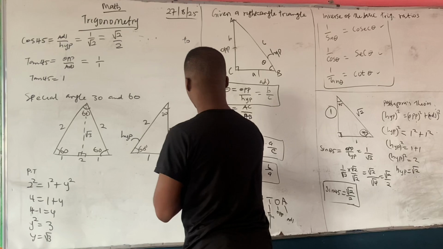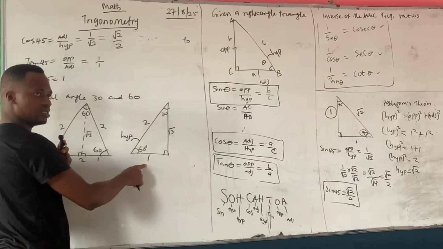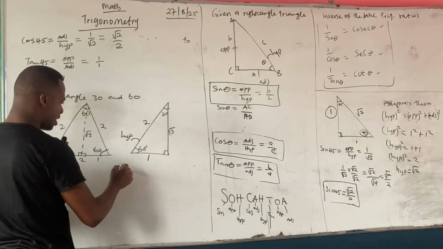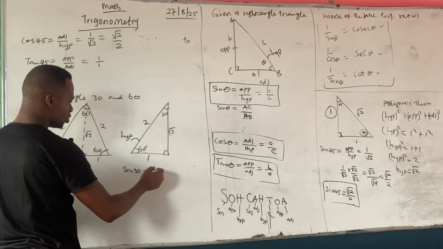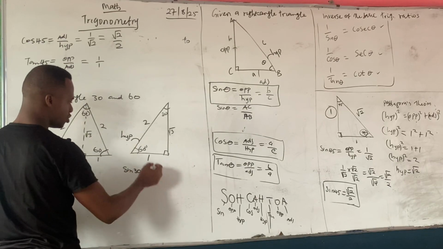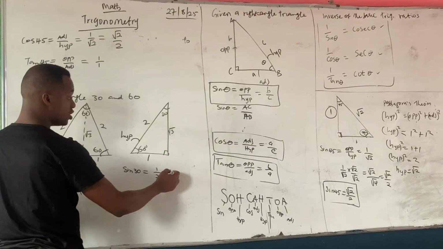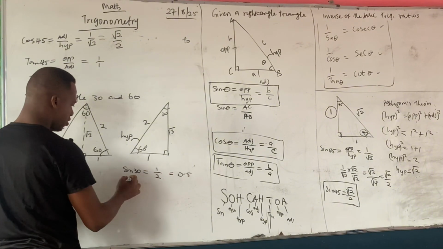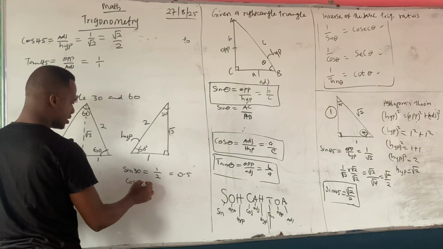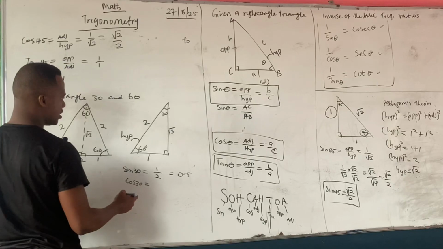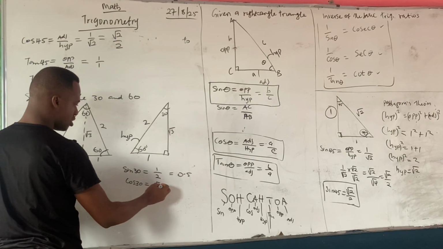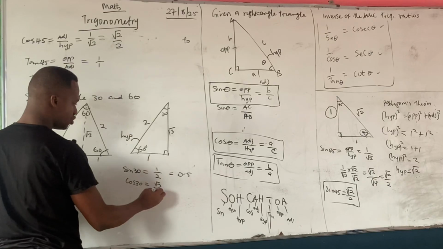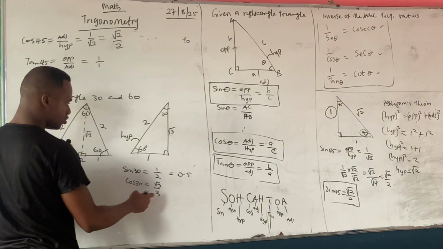So root 3 here. If we're considering 30, here is opposite, here is going to be adjacent. So that means that sine 30 is going to be opposite, which is 1, over hypotenuse, which is 2. So sine 30 is 1 over 2, or 0.5. What about cos 30? Cos 30 is adjacent. If we're considering 30, here is adjacent. That's root 3 all over hypotenuse, which is 2. So cos 30 is root 3 over 2.